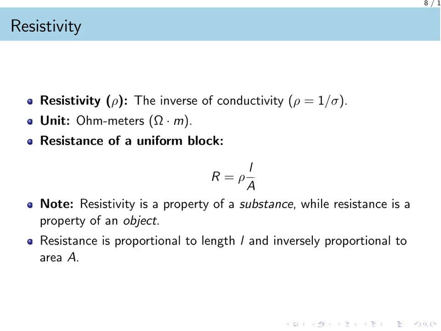It is critical to distinguish between resistivity and resistance. Resistivity is an intrinsic property of a specific substance, whereas resistance is a property of a particular object, depending on its physical dimensions. Specifically, an object's resistance is directly proportional to its length and inversely proportional to its cross-sectional area.